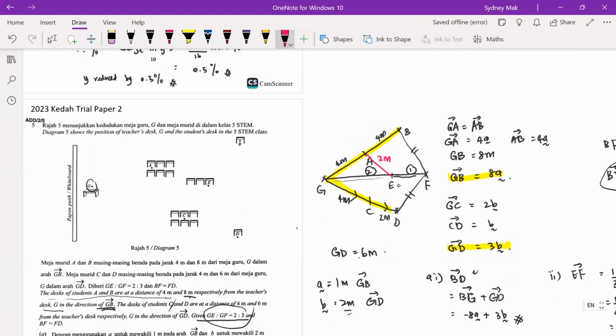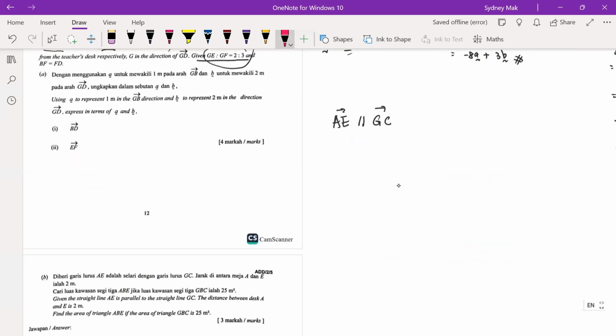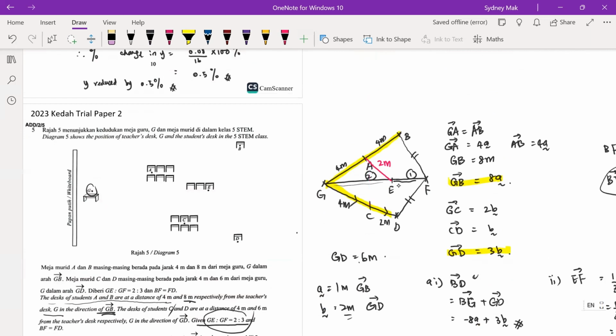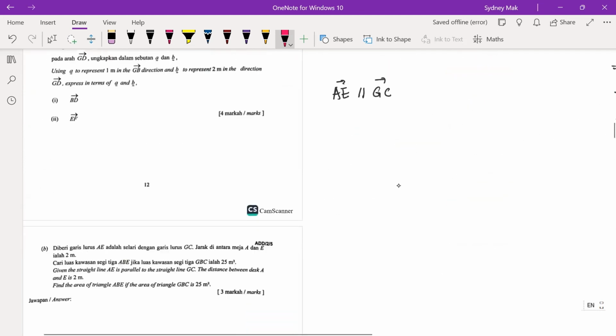And then we know that AE is parallel to GC. Sorry, it should be like this. Okay, when we have the parallel line, we will have the same angle here, this angle and this angle here. Alternate angle. Whether it is useful or not, not sure. Let's look.